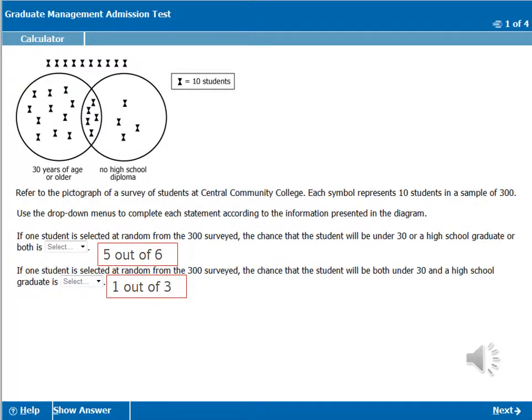That is everyone in the entire diagram except the football-shaped middle region. Since the football region is 5 hourglasses, each hourglass equaling 10 students, we have a total of 50 students that we are not counting.